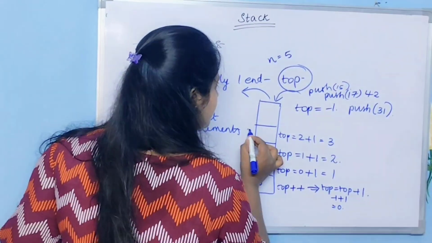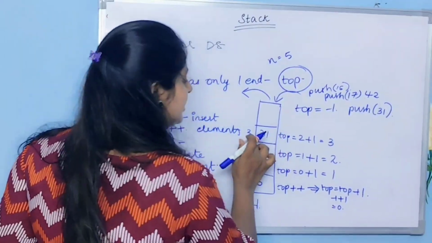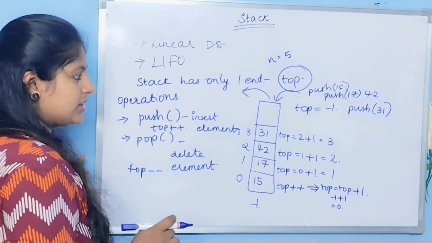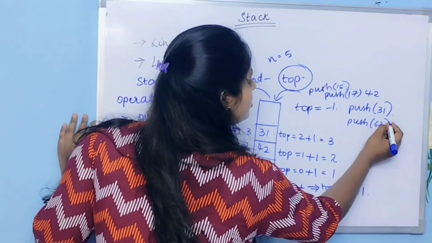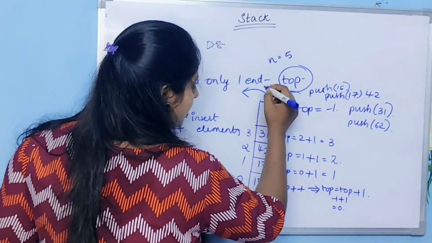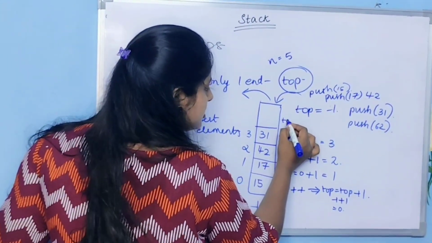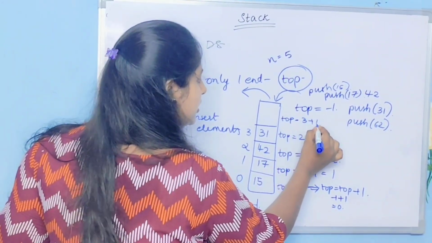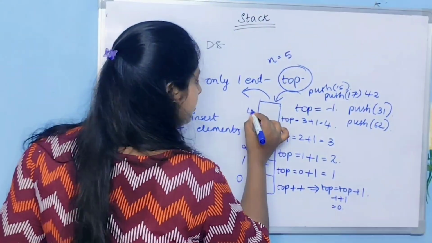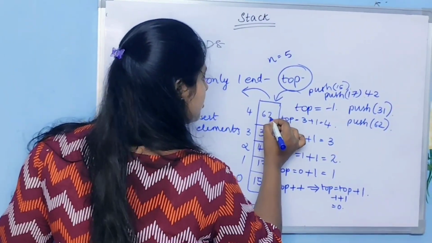So 31 will be stored at 3rd index. Next, now I try to push again 62. Okay. So I try to push. So top value is 3, right? Top value is 3. 3 plus 1 equals to 4. Now the element will be stored at 4th position.